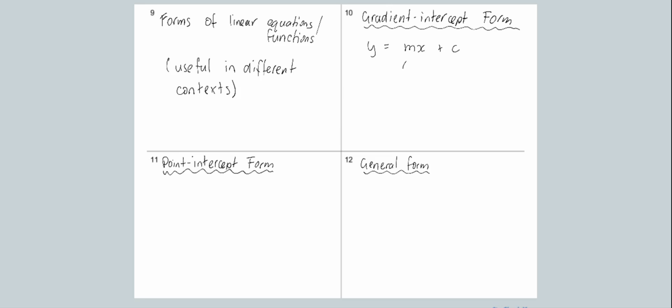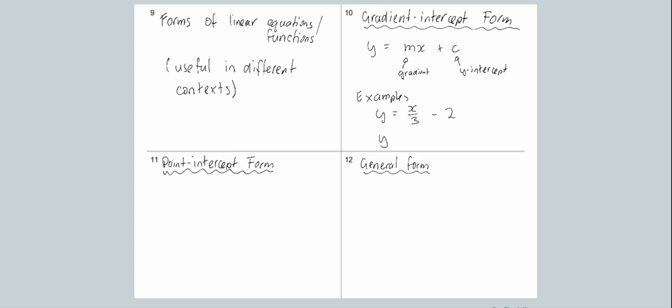Okay, so we know these already, so very quickly, we know that m is the gradient and we know that c is the y-intercept, and that's why it's called the gradient-intercept form. So examples, I'll try and give some less obvious examples. So y equals x on 3 minus 2 is an example of that. So m would be 1 over 3. That could be written as 1/3 x, and c is negative 2.